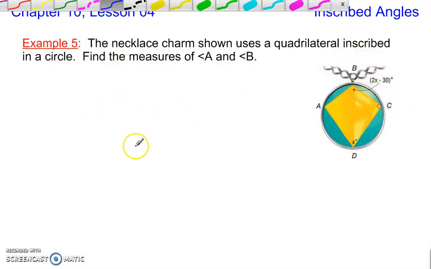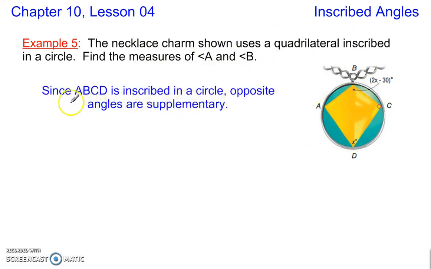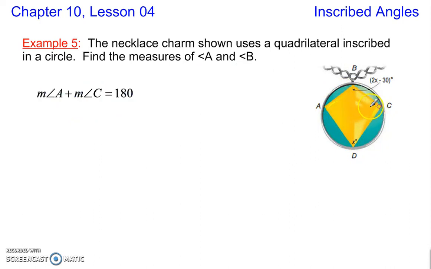So here we have an example. We want to find the measures of A and B. This quadrilateral is inscribed in a circle, and we know that opposite angles are supplementary. So first off, this one's easy. If this is 90 degrees, and these two add to 180, then I know that the measure of A also has to be 90 degrees.